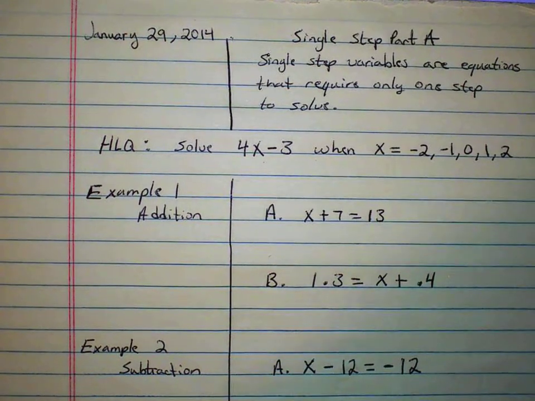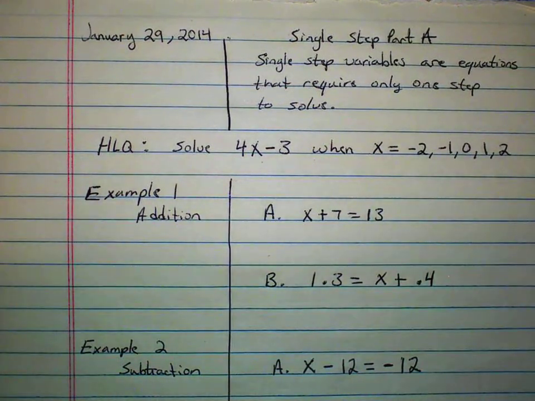Alright, so we're revamping. We're going back to single step equations. So this is going to be called single step part A. Tomorrow's will be single step part B. If we need again, we'll do single step part C. So here's what a single step is. Single step variables are equations that require only one step to solve.